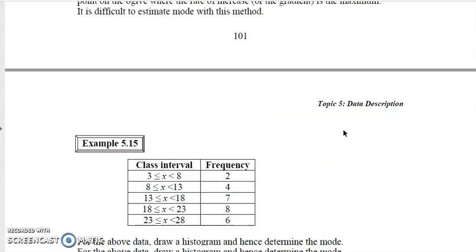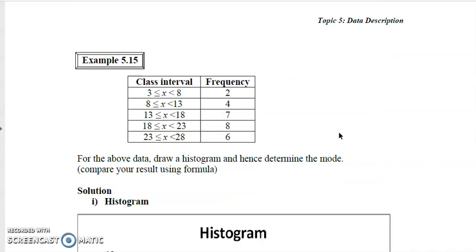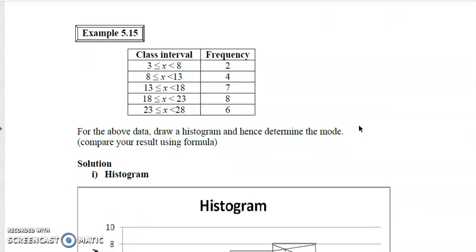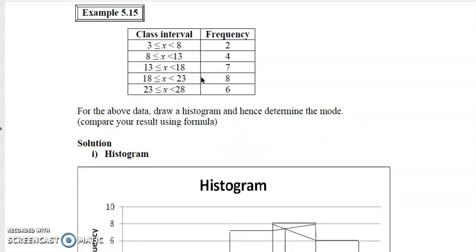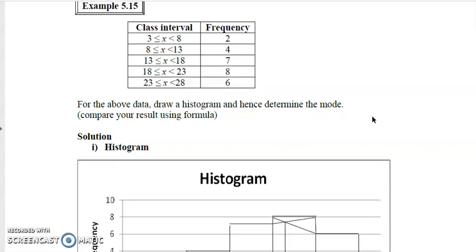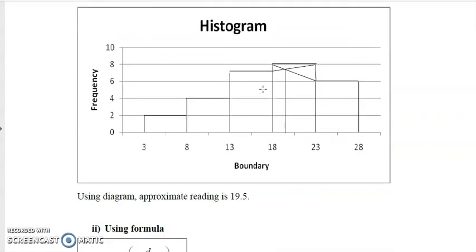Okay, so let's proceed to example 5.15. Don't worry, we have an example to find the mode. So this is the class interval, and this is the frequency. From the data above, we know that the highest frequency is 8, from 18 until 23. You can see from here that I already drew the histogram for you.